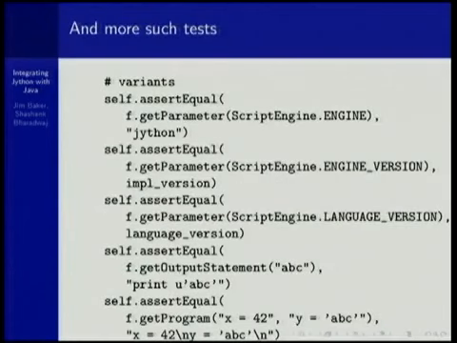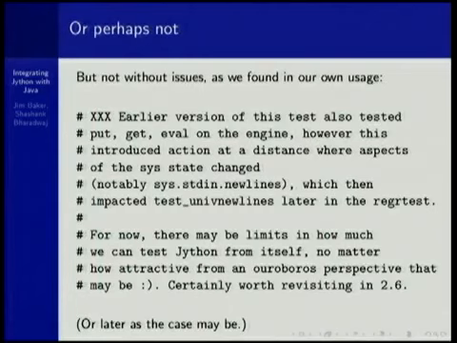So all this is good, but not without issues as we found in our usage. I'm loving some snide comment I wrote about 4 years ago: earlier version of this test also tested so-and-so and so forth. Unfortunately, it introduced action at a distance where aspects of the sys state change, which then impacted this other test. For now, there may be limits in how much we can test Jython from itself, no matter how attractive from an Ouroboros perspective, that is, the snake swallowing its tail. Certainly worth revisiting in 2.6. Clearly someone did not update that since then.